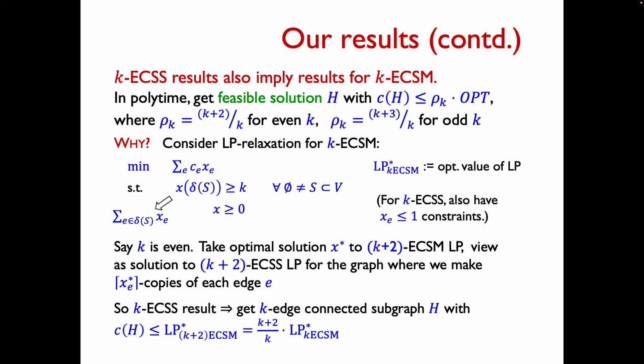But the thing about this ECSM problem is that, basically, if you have the solution for any K, by scaling it, you get the optimal solution for any other K prime. So this one is just K plus 2 by K times the optimal solution for the problem with K. This has got nothing to do with how we obtain this guarantee. Anytime you have a guarantee for the edge-connected spanning subgraph problem, which is LP relative, you can always do this translation.